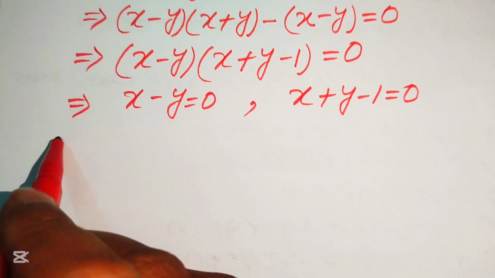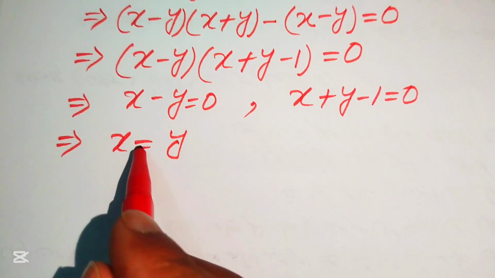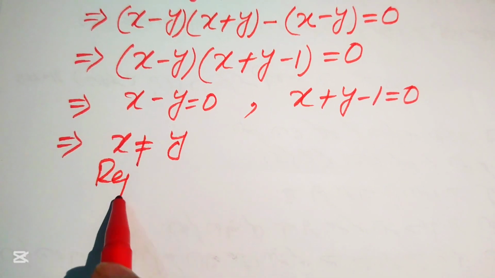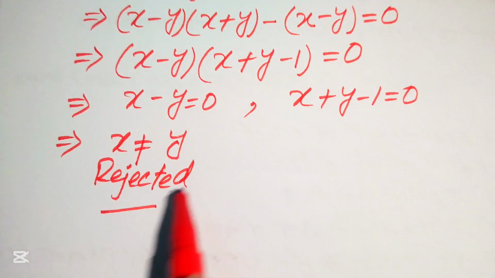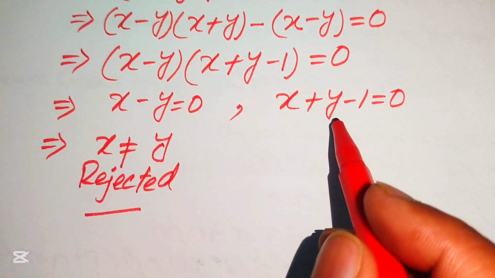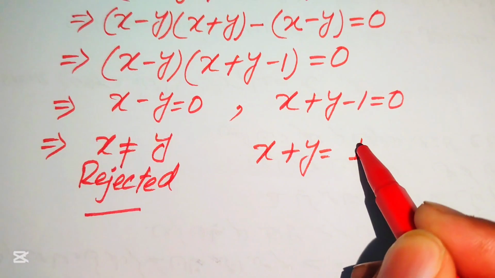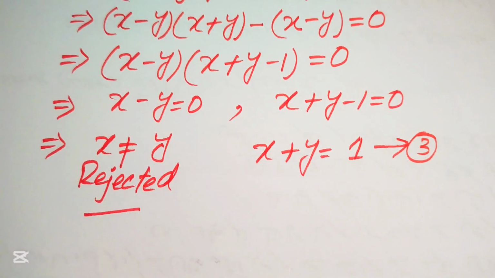And now from the first case, we easily get x is equals to y, but now we solve this problem for distinct values of x and y, so we reject this case, and we will just proceed with this case only. And now in this case we move this minus 1 to the right hand side, and we get the value of x plus y equals to 1, and we call this our equation number 3.